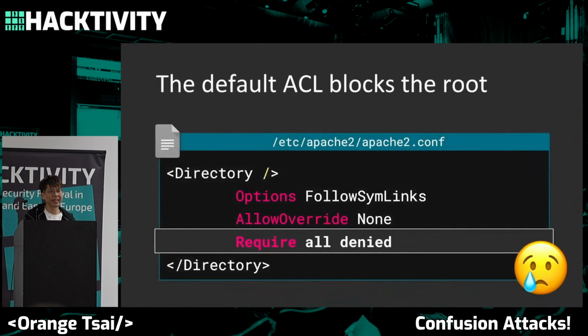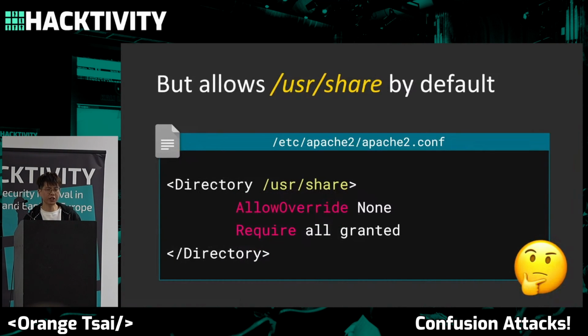Technically, the server indeed accesses the password file. However, the built-in access control blocks our access. You can see the configuration denied all by default. But the interesting thing is that the built-in access control by default also allows the access to the folder /user/share. So thanks to this configuration, now we have a limited arbitrary file access on the Apache HTTP server.